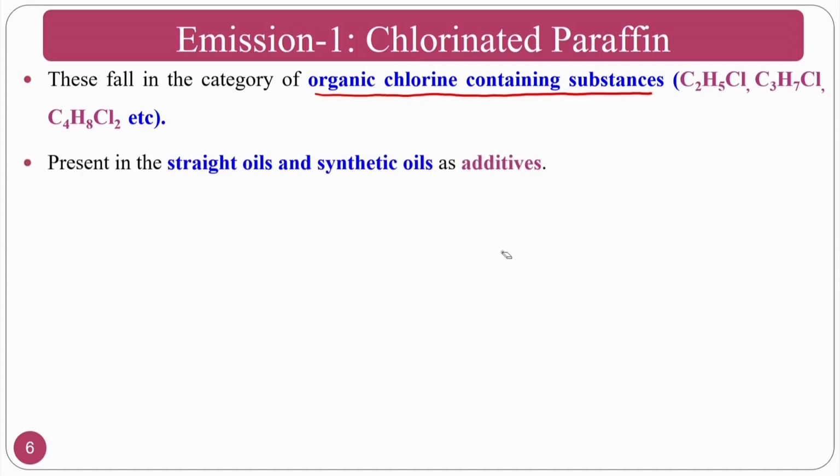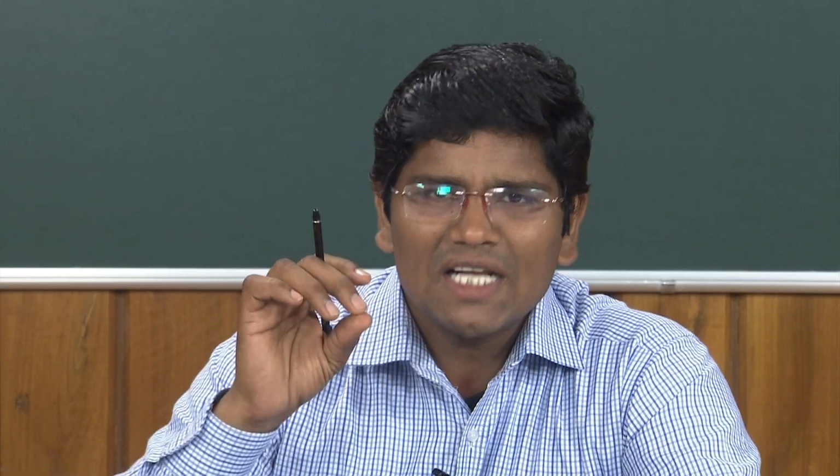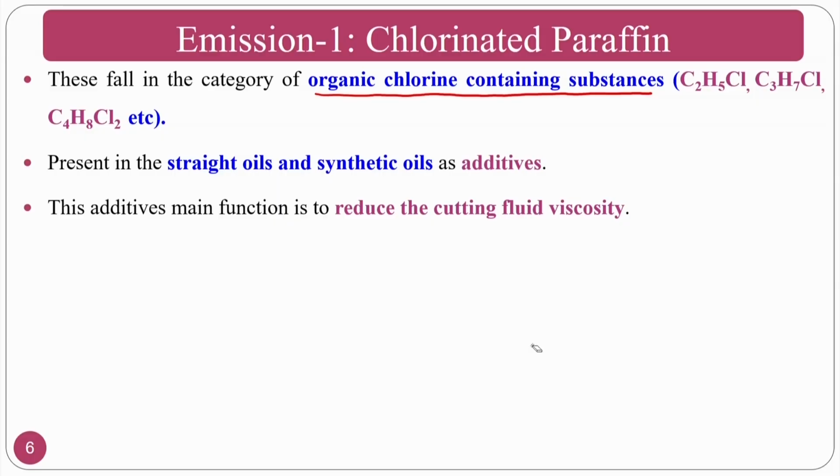The additives present in straight oils and synthetic oils. Straight oil means you have a big chain where the branches are very less, and in these types of things, the additive's main function is to reduce the cutting fluid viscosity. Normally, if the cutting fluid viscosity is less, what will happen?